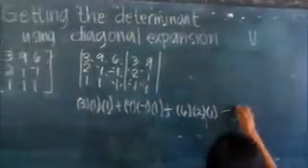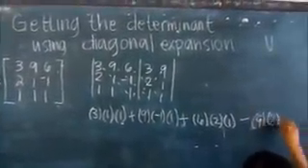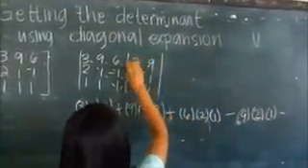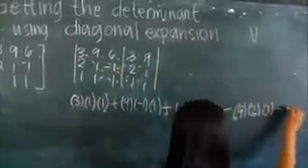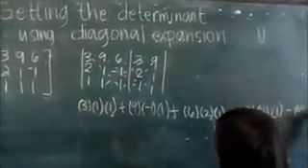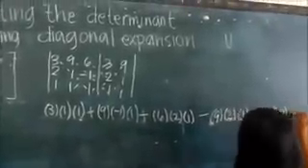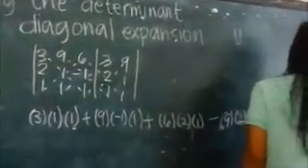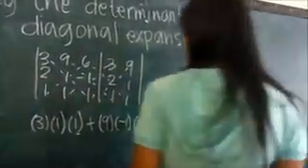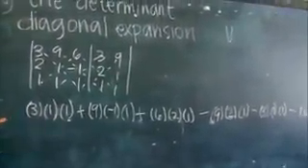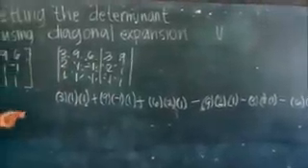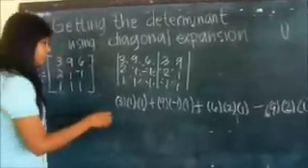9 times 2 times 1, minus 3 times 1 times 1, minus 6 times 1 times 1. After multiplying all the numbers, we'll now simplify it.